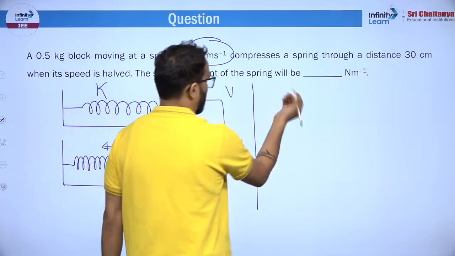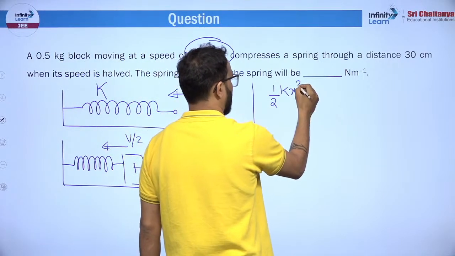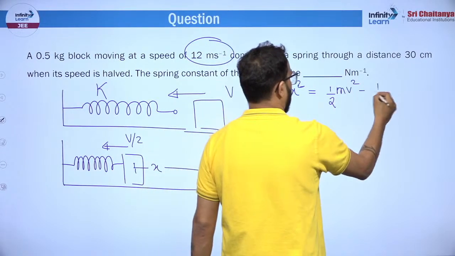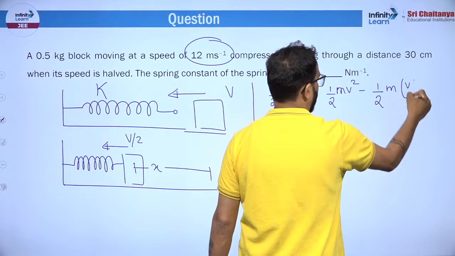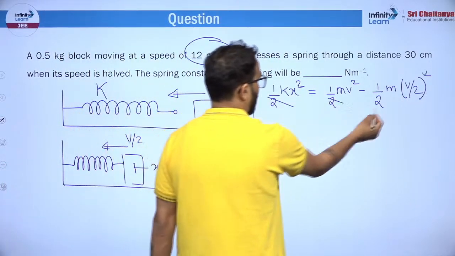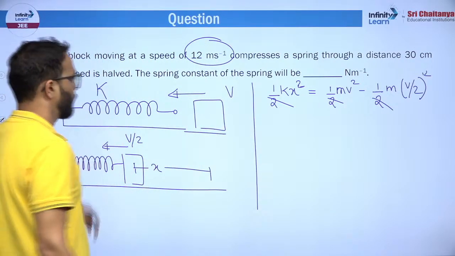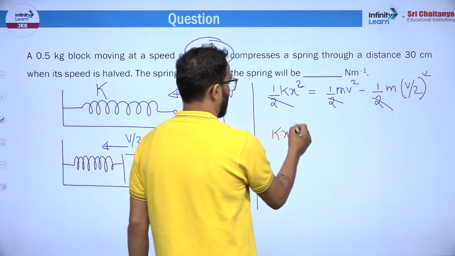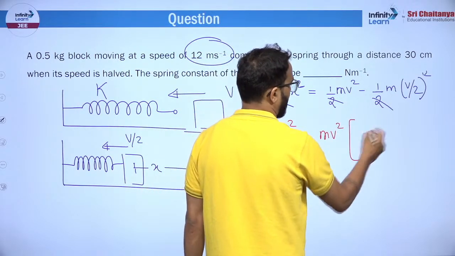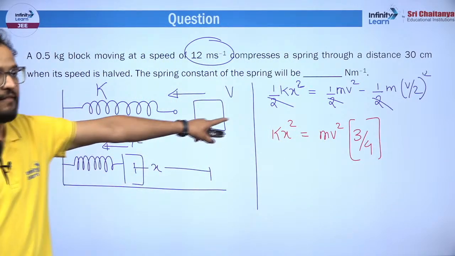Simple. So what is the potential energy? Increment in the potential energy is half kx square. What is the loss? You will say sir, half mv square minus half m (v by 2) whole square, right? So first of all kick out this 2 from the equation. Then what you will do, you will say sir, kx square is equal to mv square into (1 minus 1 by 4), that is 3 by 4. Do you get it? Simple, eh? mv square into 3 by 4.